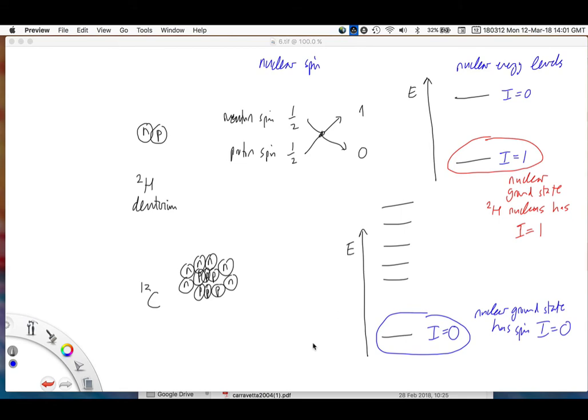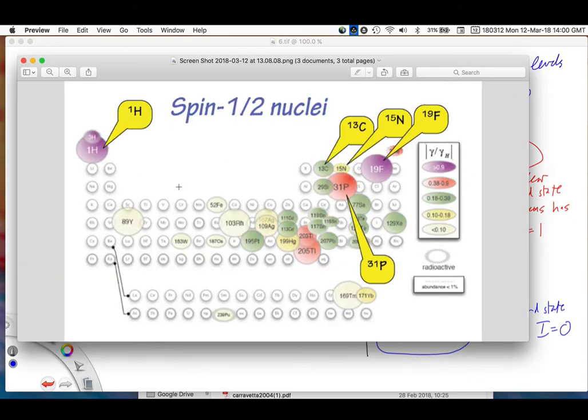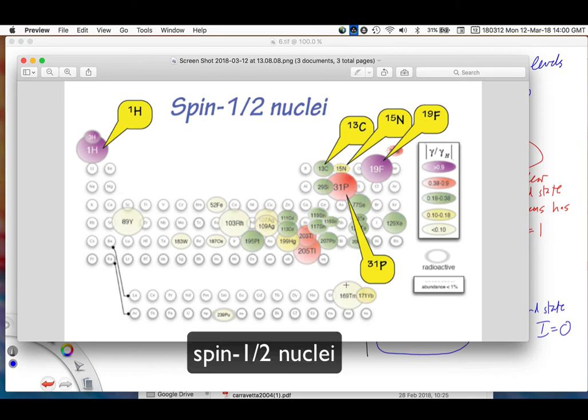Most nuclei in the periodic table do have spin. So this diagram here shows, for example, the nuclei which have spin half in their nuclear ground state. You can see that most of the elements in the periodic table don't have a spin half ground state nucleus. The ones which do are very important for NMR spectroscopy. So this includes the proton, the nucleus of ordinary hydrogen. Single proton has spin 1/2, so that's the nucleus of hydrogen-1. That's the most common isotope of hydrogen.